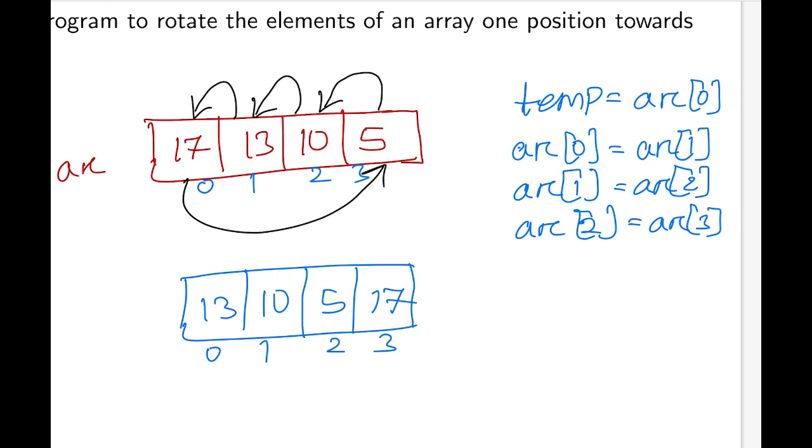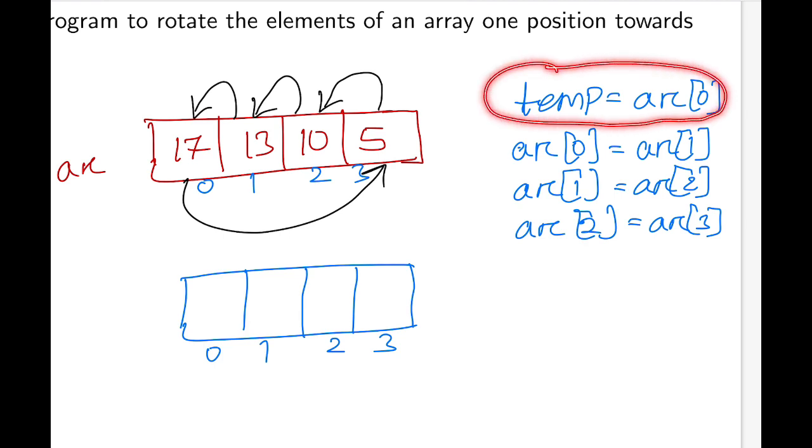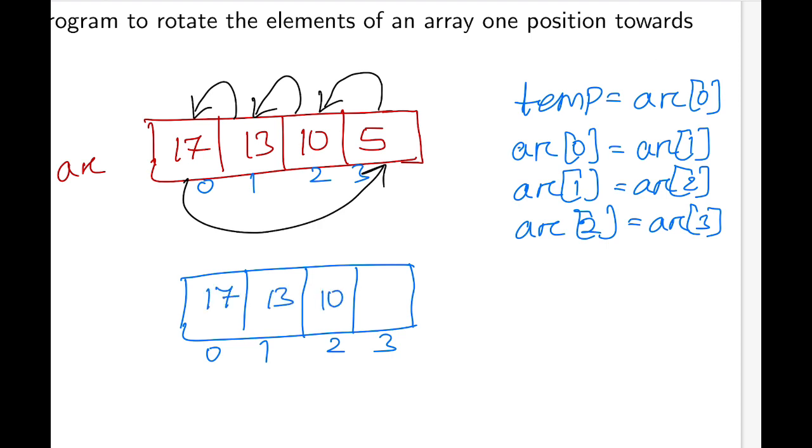Consider the array elements after execution of each statement. So here initially 17, 13, 10, 5. After execution of this statement, temp equal to ar[0], the array elements are 17, 13, 10, 5, and in the variable temp, 17 is there.